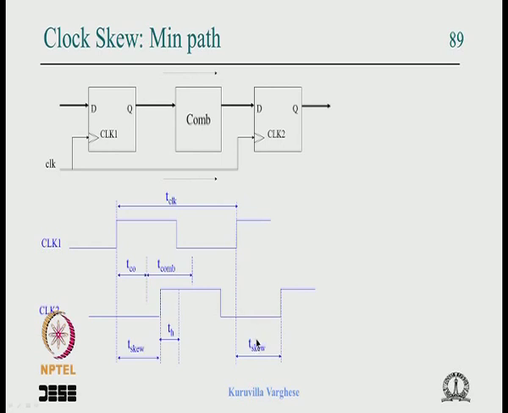Which is good, because now the T skew goes to the other side. T clock will be TCO plus Tcom plus T setup minus T skew. So the clock period requirement comes down, and the frequency of operation goes up. But this is not a great concern, because there could be a max path which reduces the frequency. So one needs to choose the critical condition, which is the max path, not the min path, as far as the clock frequency is concerned.